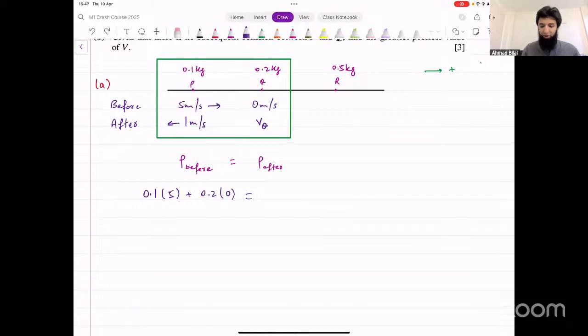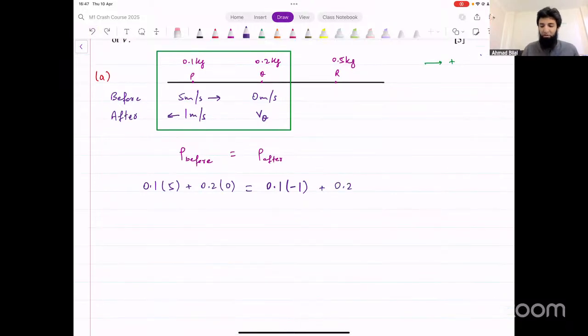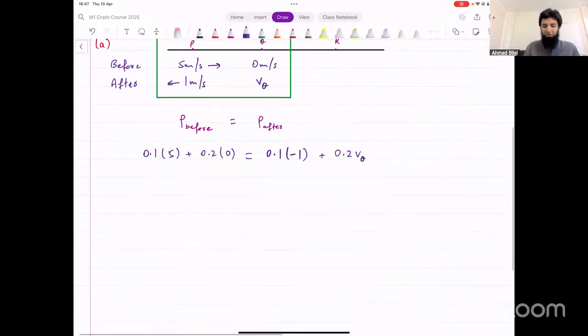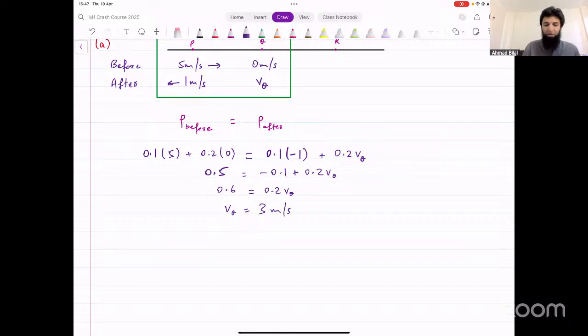Momentum after collision: mass of P, that's 0.1, into velocity of P. You see, this is moving towards the left side. We took right side as positive direction, so this velocity is going to be -1. So be careful about the sign here. And then plus 0.2 VQ, which gives us the velocity of Q after collision. We just solve this equation. This gives us 0.5 equals -0.1 plus 0.2 VQ, so 0.6 equals 0.2 VQ, and the velocity of Q after collision turns out to be 3 meters per second. So the first part was fairly straightforward, just a simple application of conservation of momentum. Okay, that was part A.